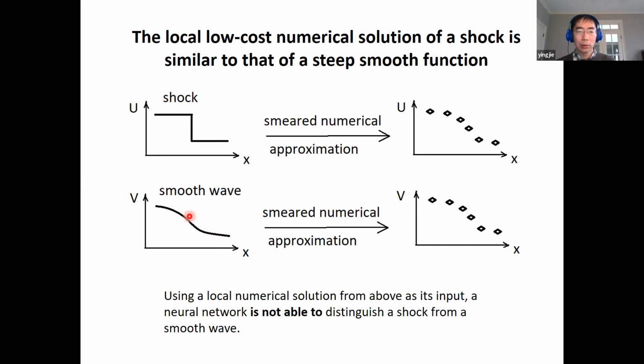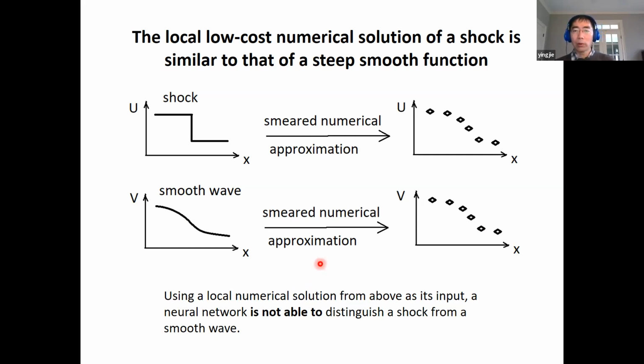Now let's say you change the subject, you want to predict a smooth wave like this, and you apply the same method. So you use a low-cost numerical scheme to simulate this smooth wave, and this is what you have. And you can see this smooth wave is predicted pretty well by a low-cost scheme. And you want to put this into the input of a neural network to predict a solution for this smooth wave. Now there is a problem here.